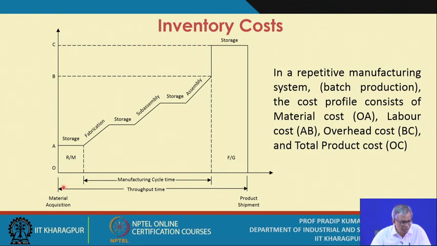Is it okay? So this is the throughput time from material acquisition to product shipment, and this is from the raw materials to the finished goods. That means this part is the WIP. Okay, so as you have more processes, the labor cost increases, and this is the manufacturing cycle time from this point to this point.